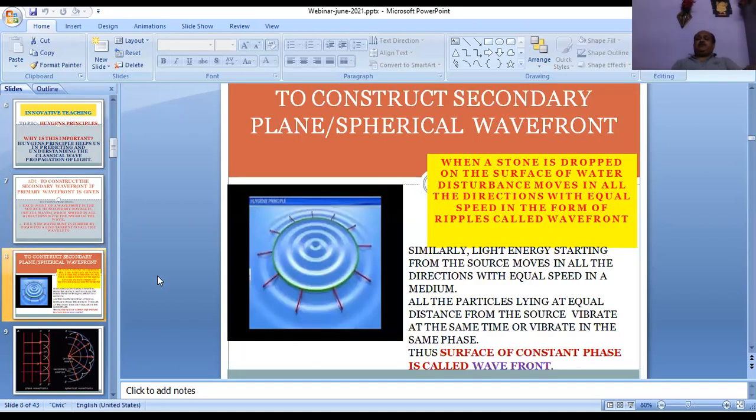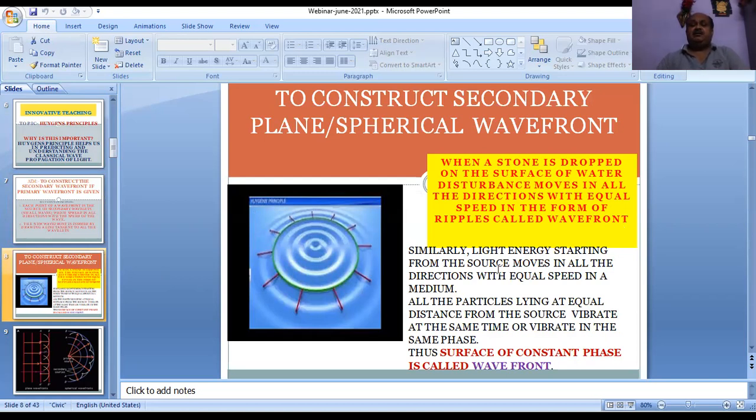What is a wavefront? First of all, we should see what this is. When a stone is dropped on the surface of water, the disturbance moves in all directions with equal speed in the form of ripples called wavefront. This is the wavefront of water.